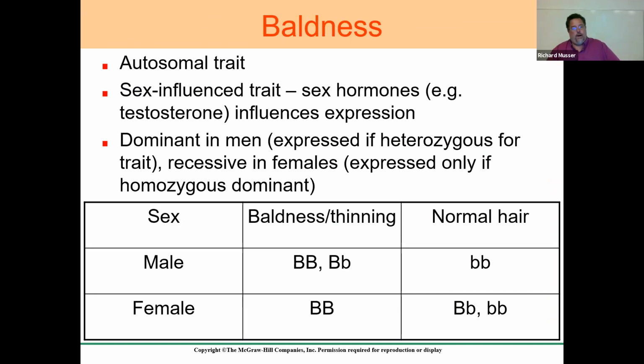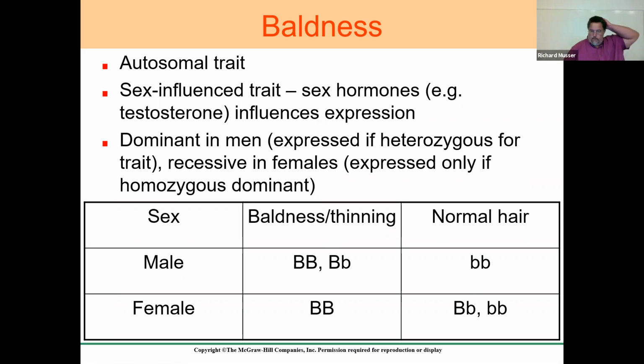Some traits are autosomal, but they're sex influenced. That also is interesting. As we all know, men tend to be more bald on average than women because it is a sex influenced trait, not sex linked. So this is a gene that shows up on autosomal chromosomes, not the sex chromosomes. But because testosterone is made by men, it affects the expression differently.